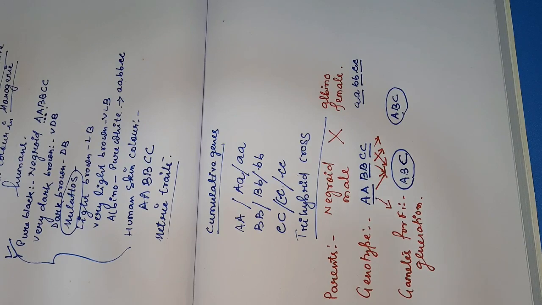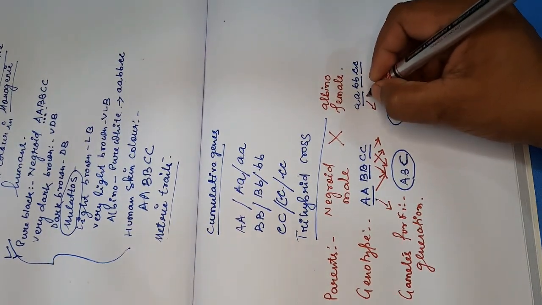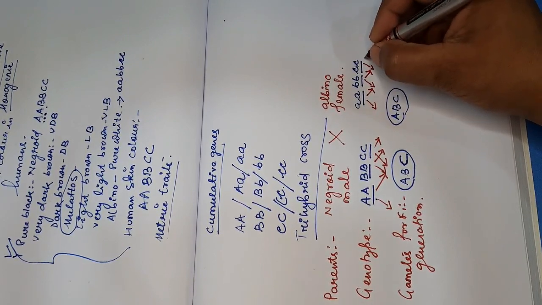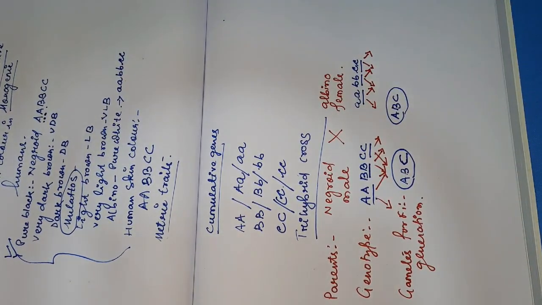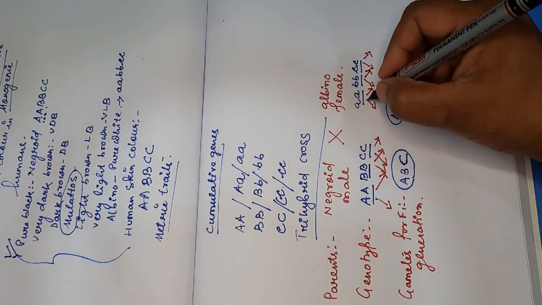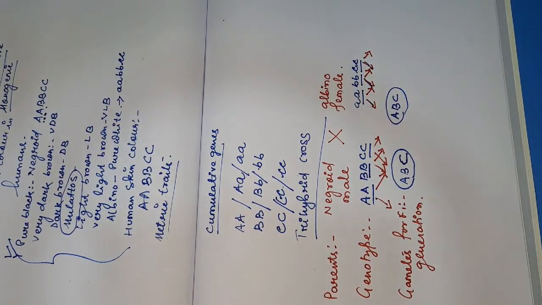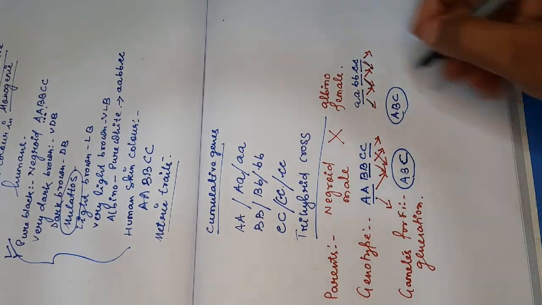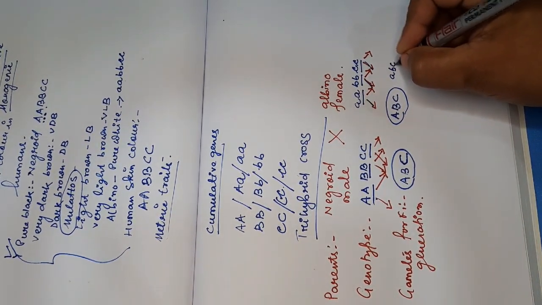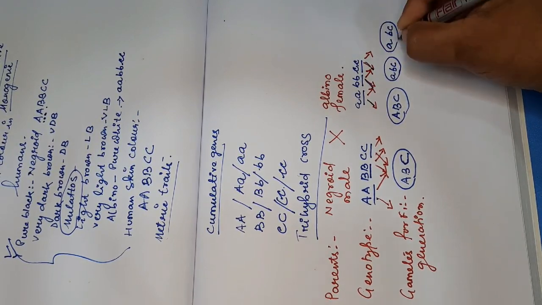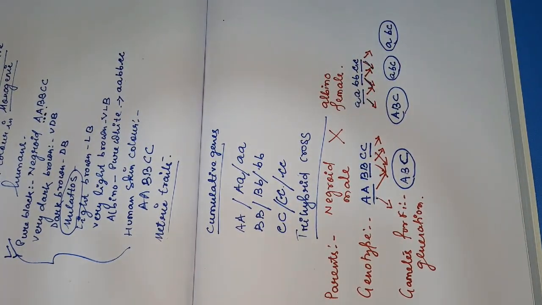So let us work it out. For the female gamete, this A will separate from this complement of A. These two B alleles will separate from each other, and these two C alleles will separate from each other. Always mark the arrows pointing in the same direction. They will form one particular complement of the gametes. So it will be small a, b, c for 50% of the ovum, another small a, b, c for the rest 50% of the ovum.